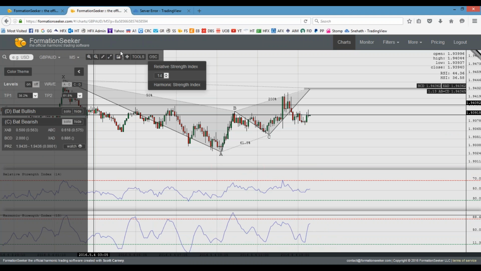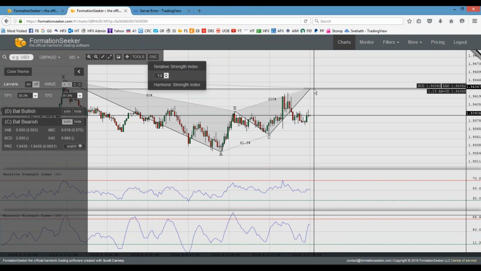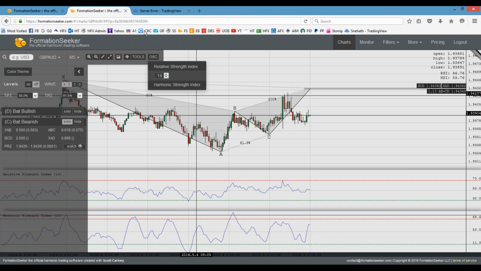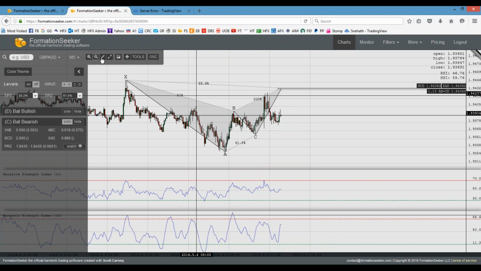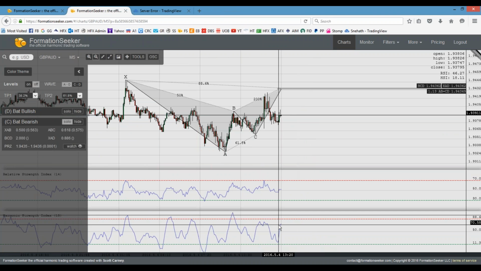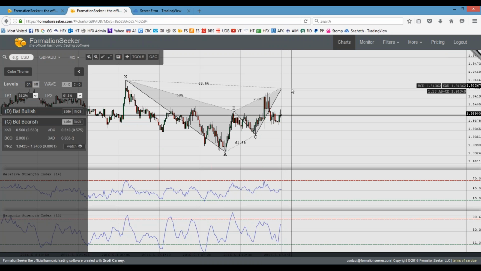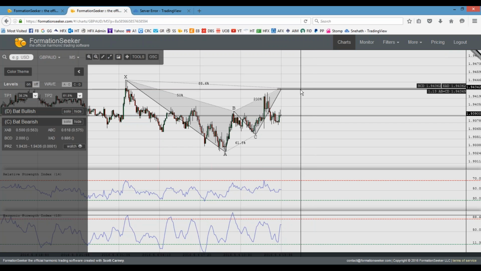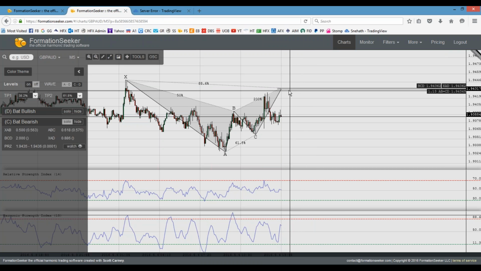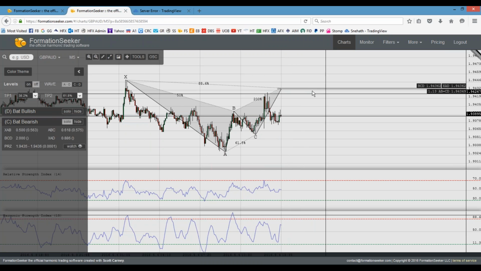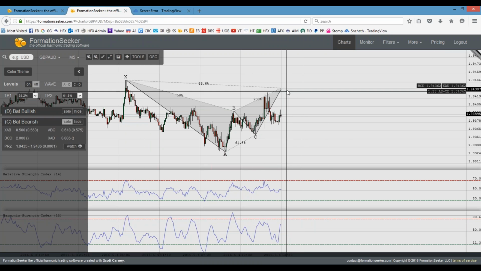Okay, pound Aussie. I'm waiting for a 5-minute test up around here. So we've got about a 40 pip move upwards. This is a bearish bat, which looks quite good. The HSI looks like it's ticking up. So this is a level that you can look out for. You can see that the confluence zone is very, very tight. In fact, it's almost on top of each other. Whenever the confluence zone is very tight, it means that there would be a strong reaction.